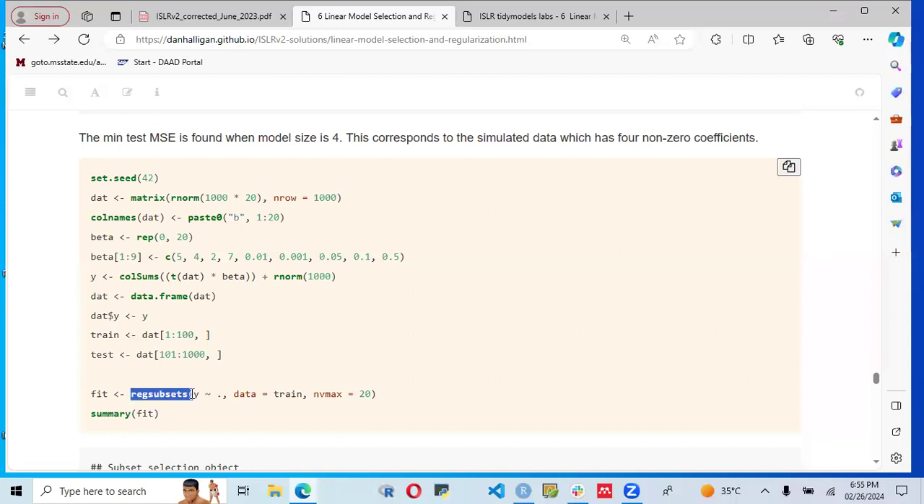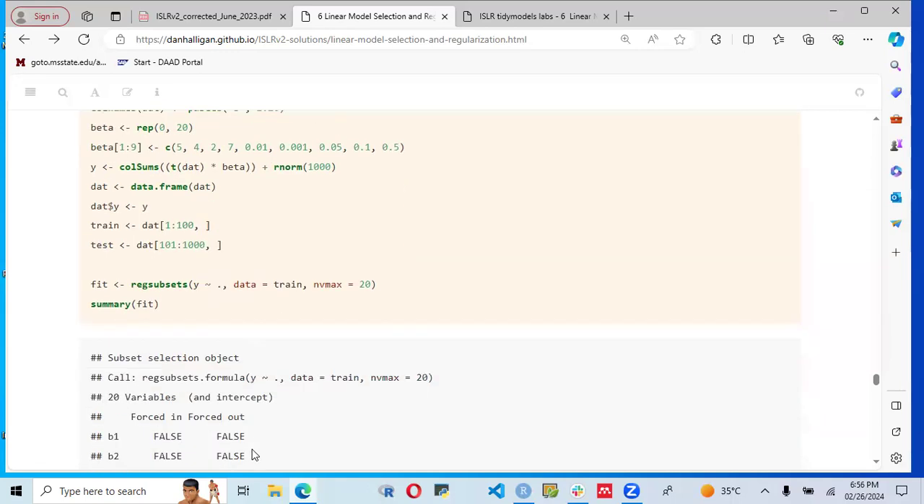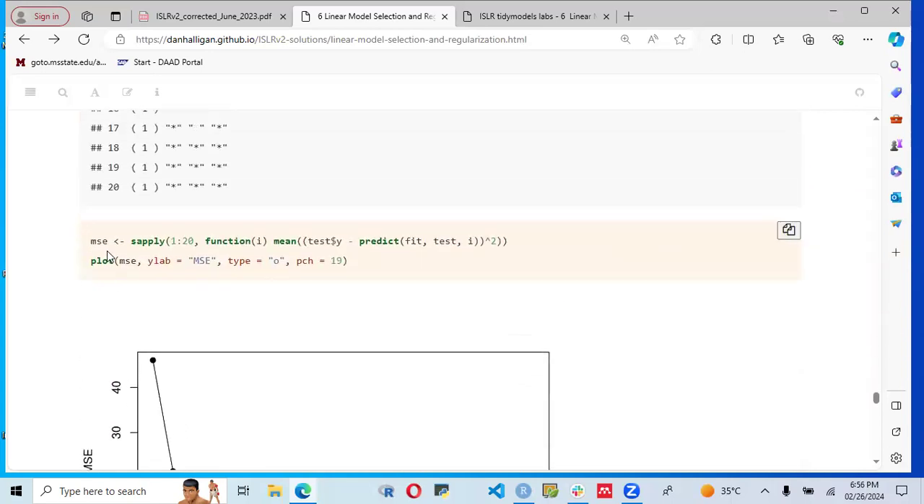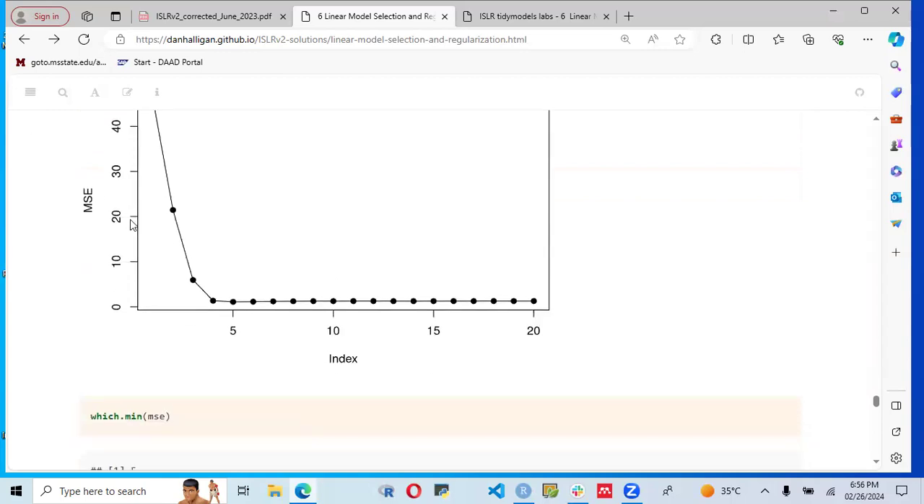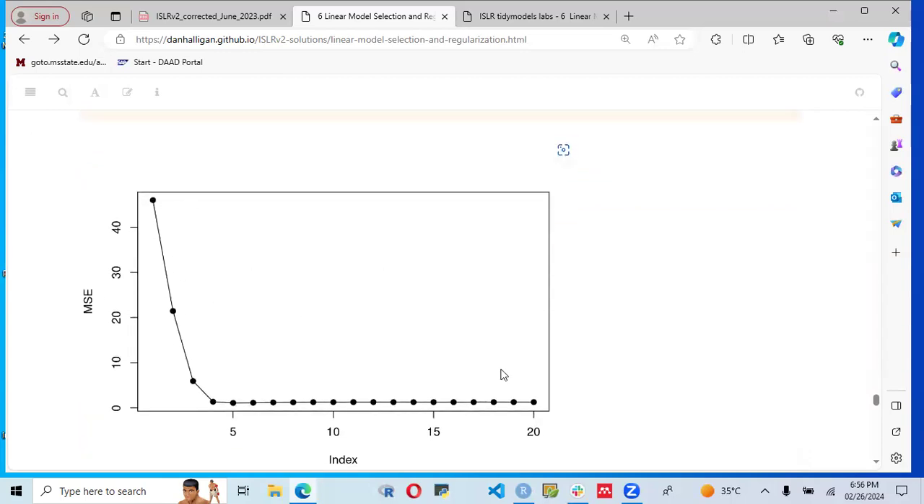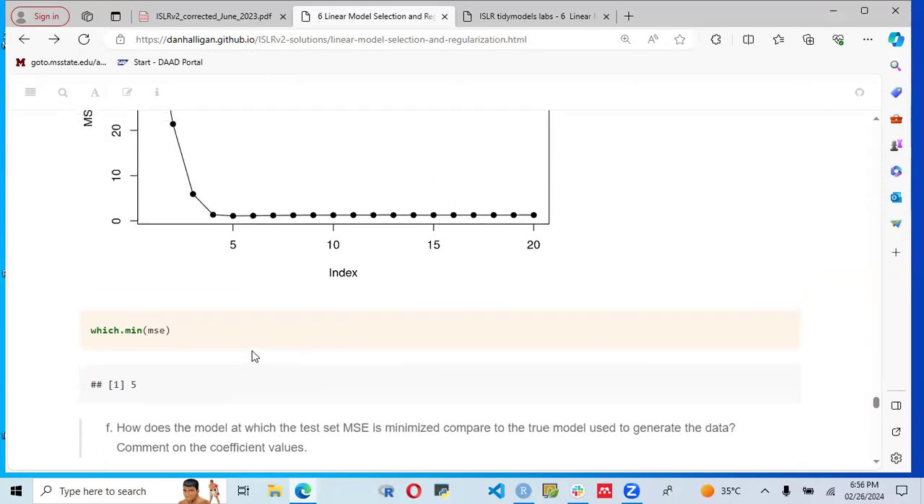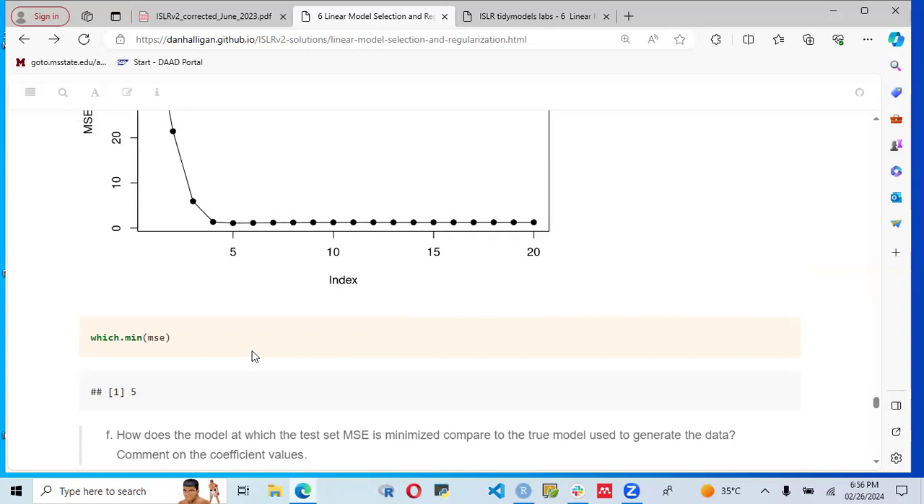We use regsubsets to fit the model, and the model was fit using 20 predictors. We get the summary of the fit, which is what we got. Then we create our function. At the end, we plot our mean square error of the fit, which is still going to give us this output. So here we use which.min. Here we see we now have 5, which is different from what we had initially, which was 4.